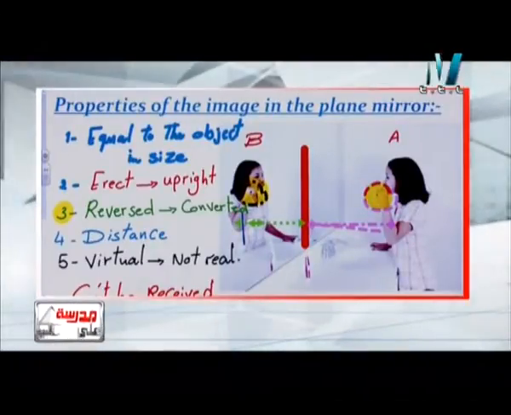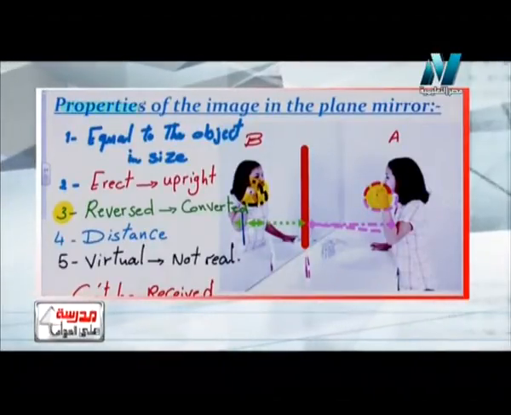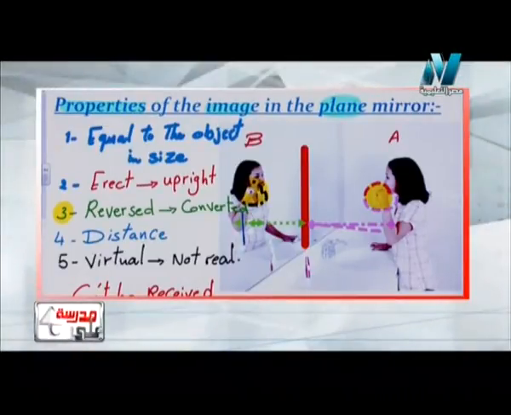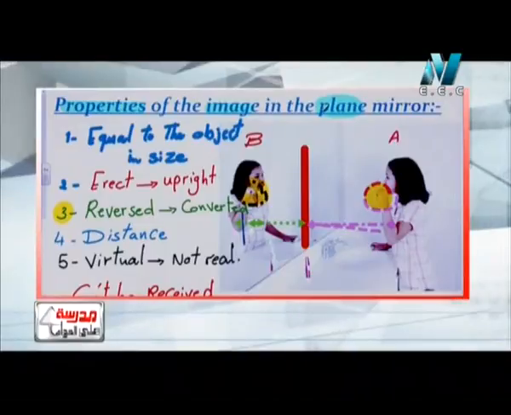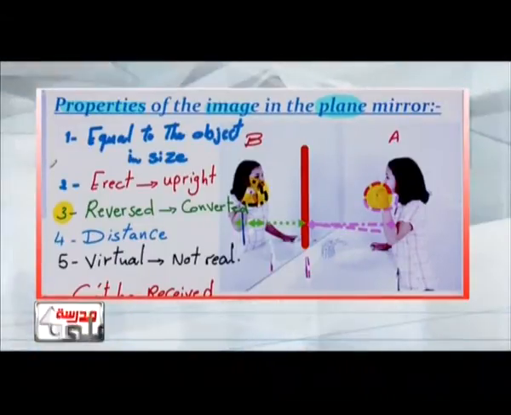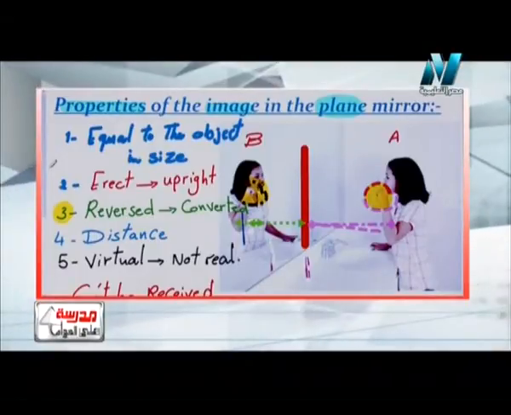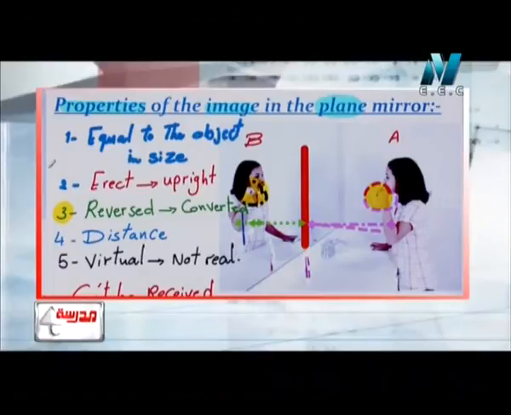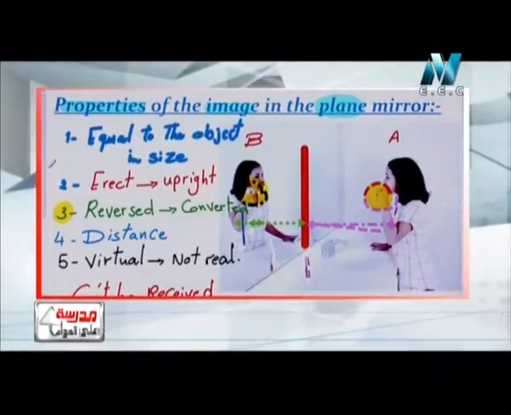We talk about the properties of the image in the plane mirror. Again, in the plane mirror, as we see, dear students, here we have 5 main properties. Number 1, it can't be received on the screen, or virtual, upright, equal in size, and we have erect and reversed at the same time.